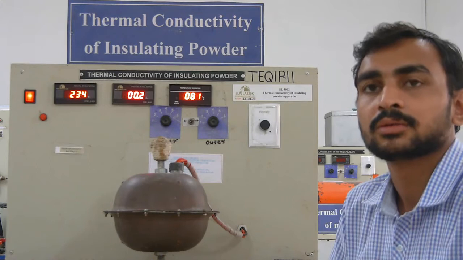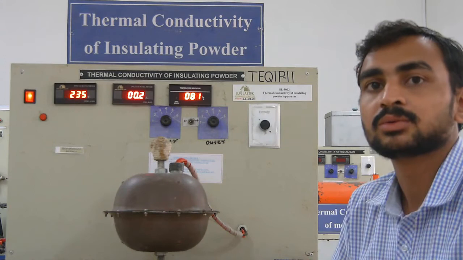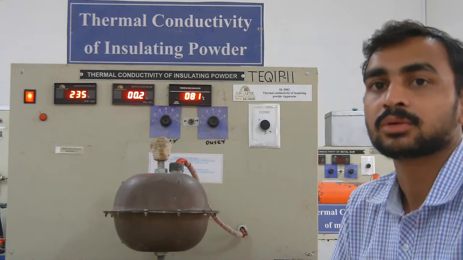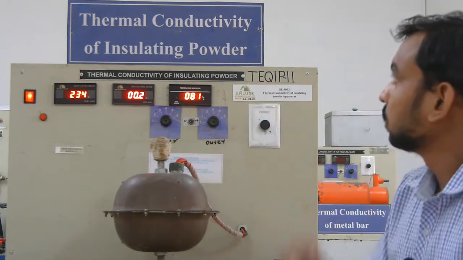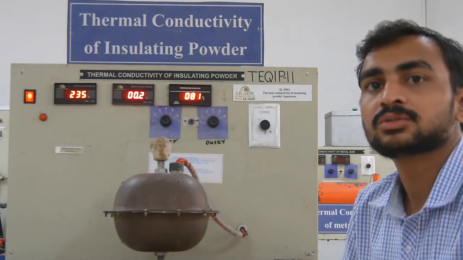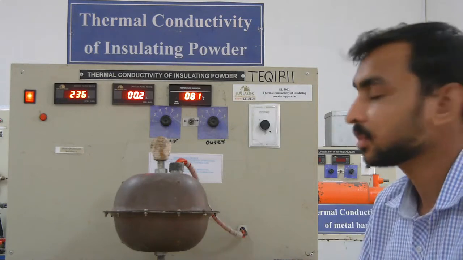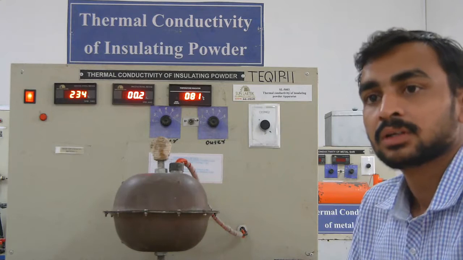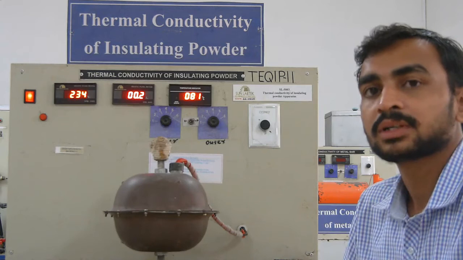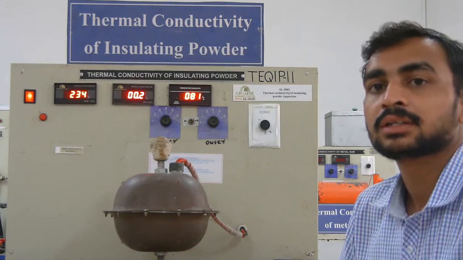Here we are at the Heat and Mass Transfer Lab, and today we are going to perform an experiment on the insulating powder apparatus. The aim of the experiment is to determine the thermal conductivity of an insulating powder which is placed here. Let us briefly look at the description of the equipment, then we will move on to the calculation part, and finally we will get the thermal conductivity of the powder.